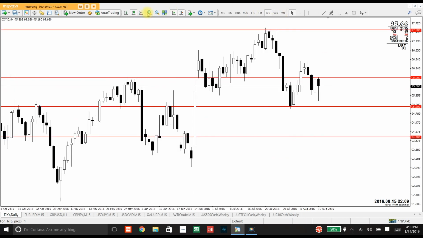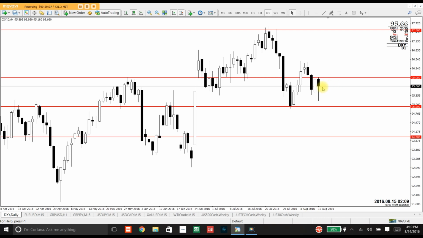If we zoom in, we broke this support level. Price traded up to it, but was unable to trade above it for the day. At the time of this recording, this was August 11th. It respected it, and then on the next open we trade right up to it and then trade away from it. Where price currently sits is at the 95.66 level.